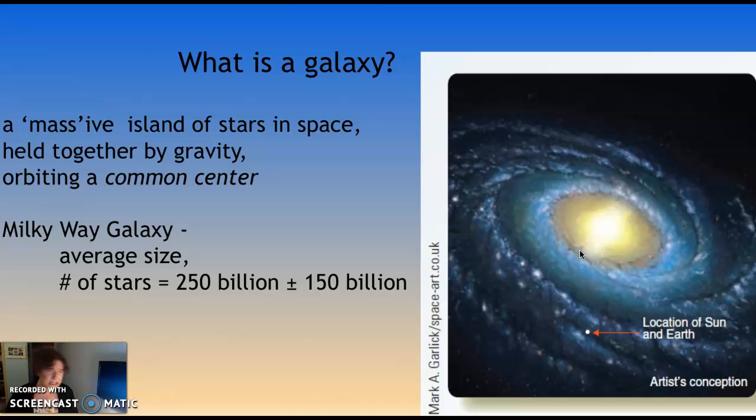What is a galaxy? A galaxy is an island of stars. In fact, it's a massive island of stars. Massive meaning an enormous mass of matter, and stars make up that matter. It's held together by gravity. We'll learn about that quite a bit, and it has a common center, especially with spiral galaxies, for rotation.